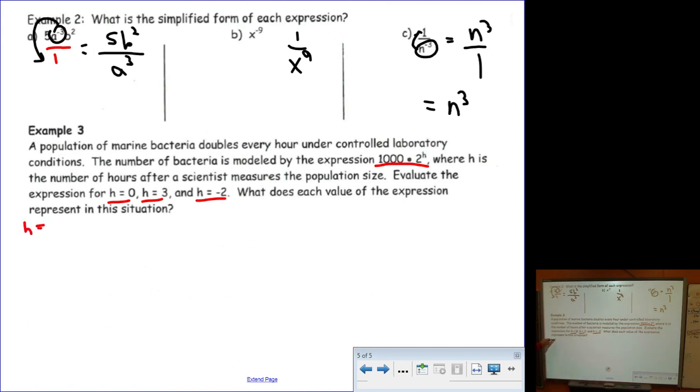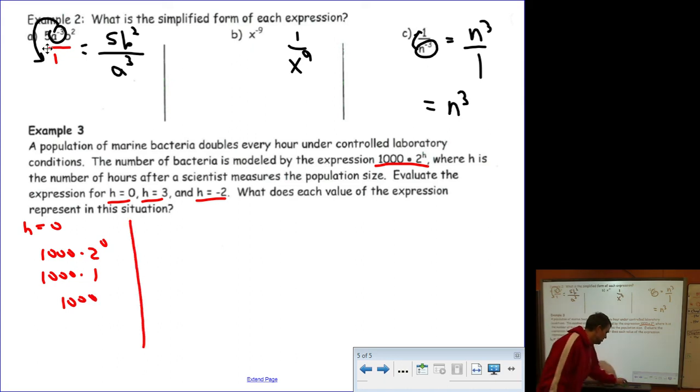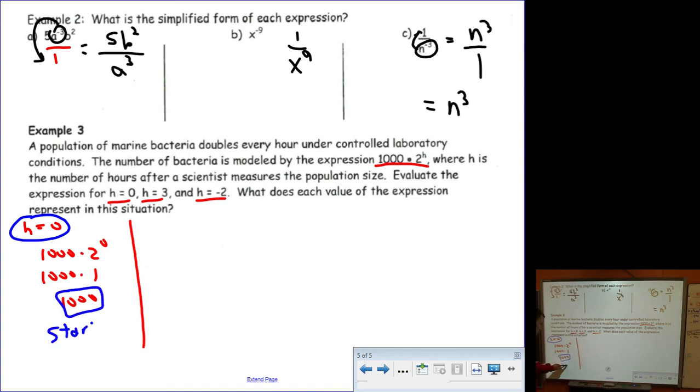All right, so when h equals 0, I would have 1,000 times 2 to the 0. But 2 to the 0 is just equal to 1. So this would be 1,000 times 1, or 1,000. Since h is how many hours it's been since we started measuring, after 0 hours, there are 1,000 bacteria. That is our starting amount of bacteria.